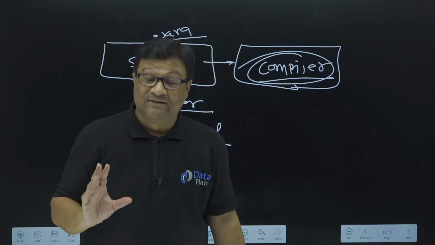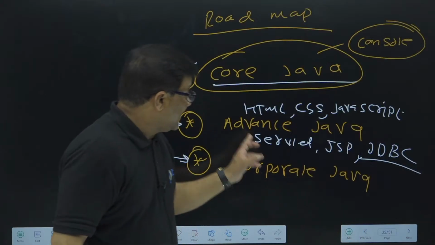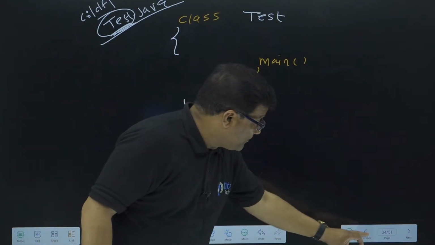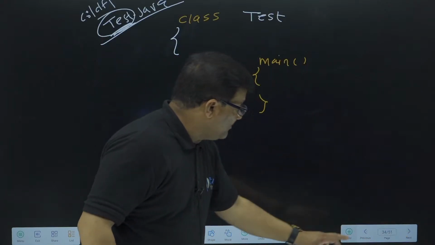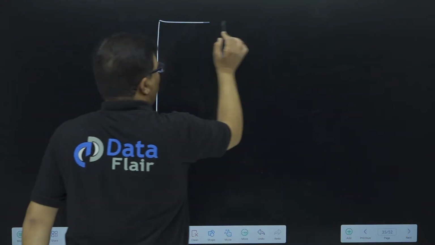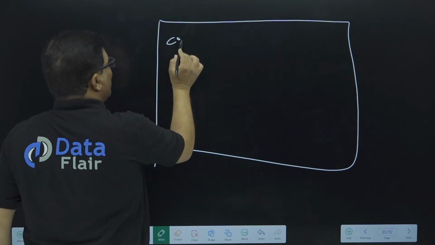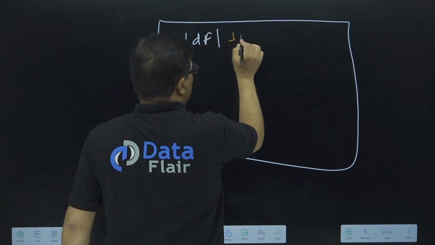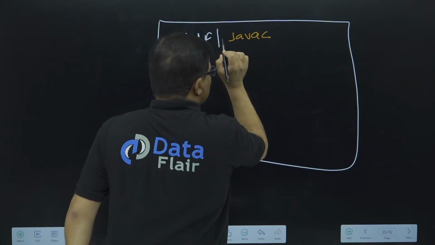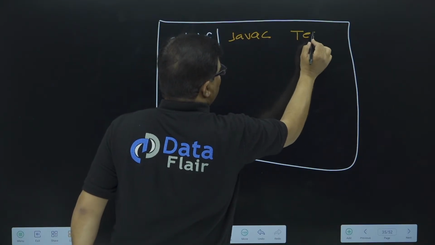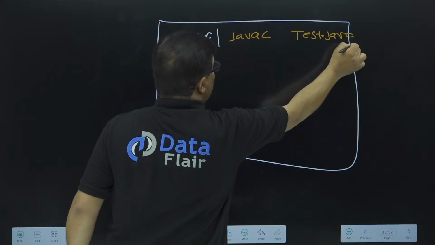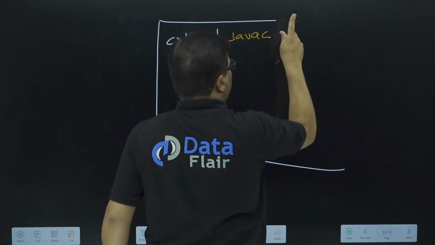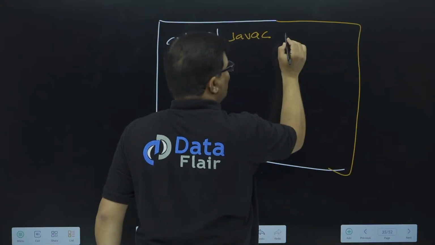So after completion of your code, you have to open your command prompt, and in this command prompt you have to open your folder, which in my case is dataflare, and here we have the source code. To compile this program, we simply need to write javac Test.java. Now listen to it very carefully. Javac Test.java.